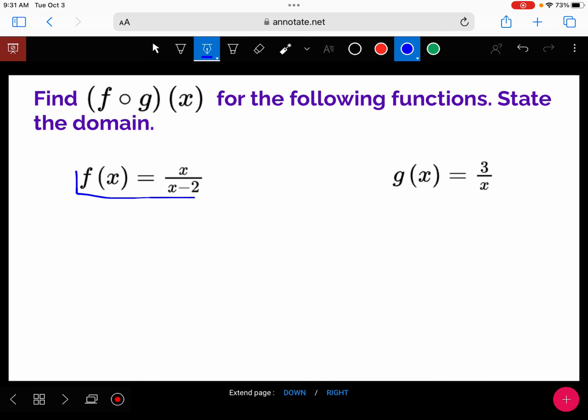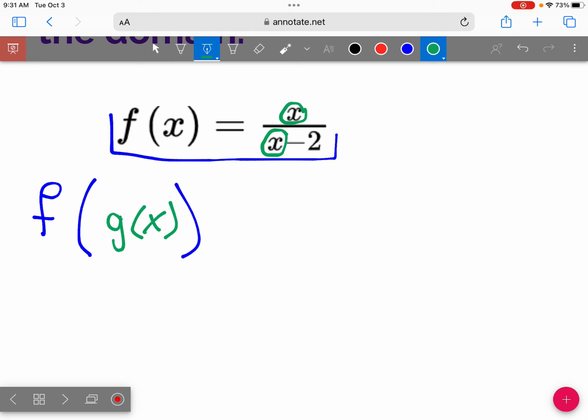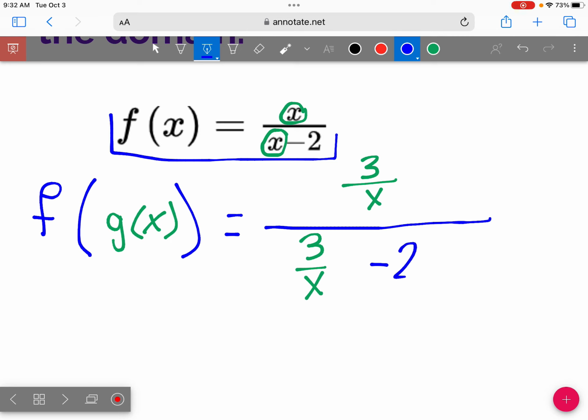So again, I'm going to do my f of x in blue and my g of x in green. Since we're doing f of g of x, I'm going to substitute g of x in place of both x's. And it's going to look real gross for a hot minute, because my numerator is 3 over x, and my denominator is 3 over x minus 2.